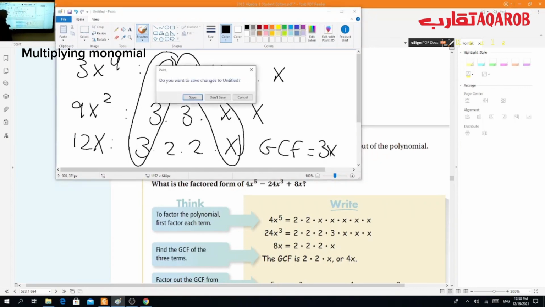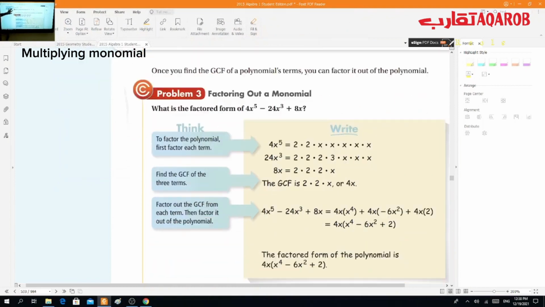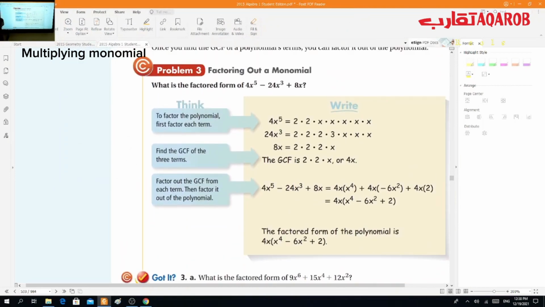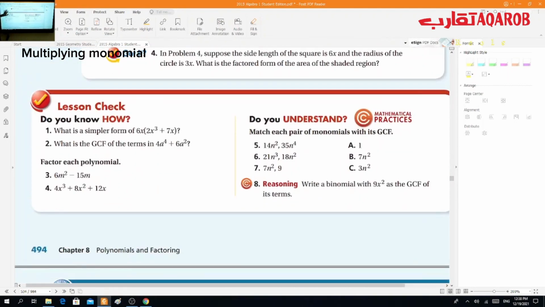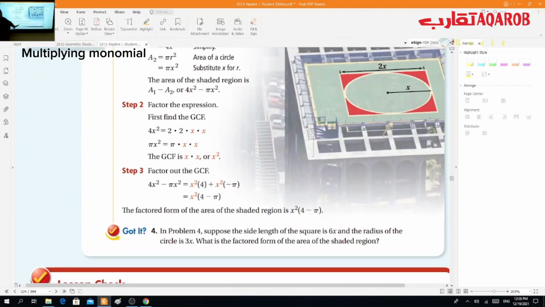We will do the same to find the greatest common factor for each polynomial. Why do we need the greatest common factor? We actually need it to factor, which we will take in the other lesson.